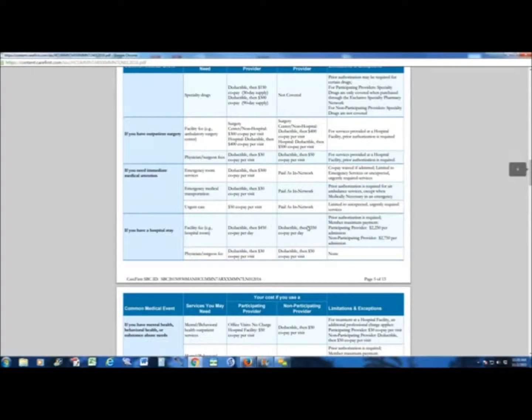Our emergency rooms, it will automatically go towards your deductible and then $300. However, if you are admitted into the hospital, the emergency room charges will be waived. The nice thing about this plan is it's got a $50 copay for urgent care.